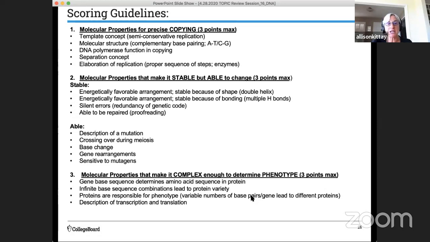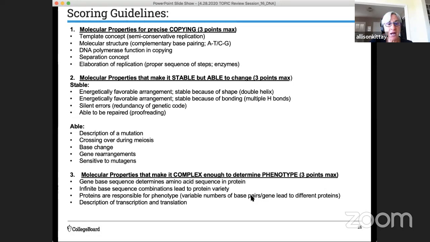And then it's able to change through mutations, right? That replication process is not 100% faithful. There's other ways to inject change. We talked about crossing over during meiosis. We talked about mutations such as base substitutions and gene rearrangements. I know you discussed these yesterday, inversions and duplications and those kinds of things. And also DNA is sensitive to mutagens such as ultraviolet radiation or harmful chemicals in the environment.